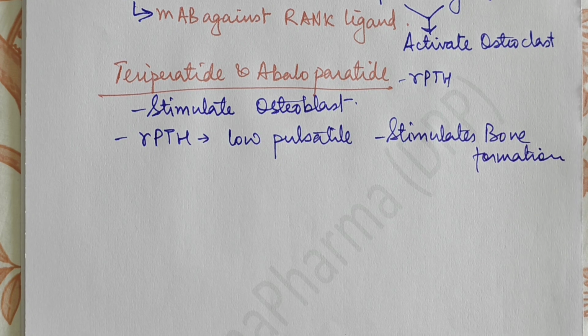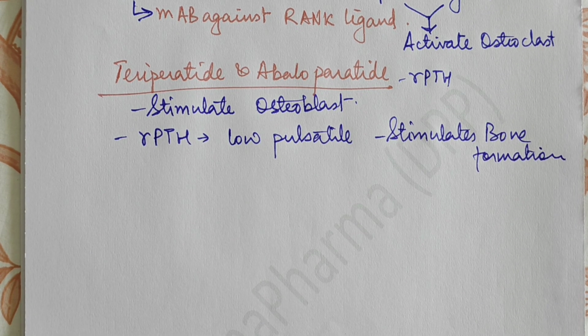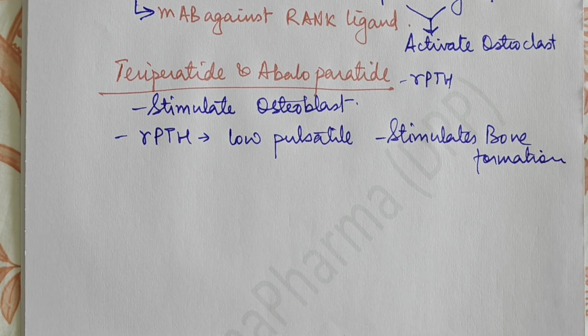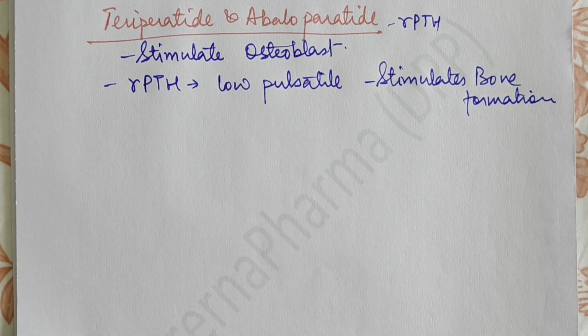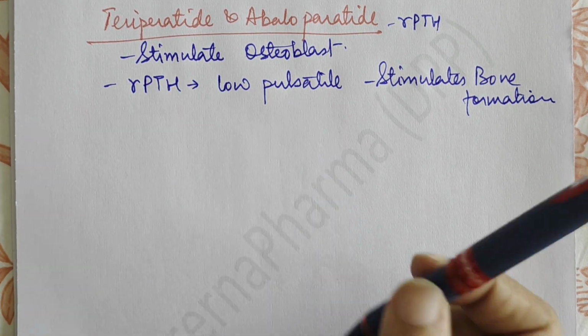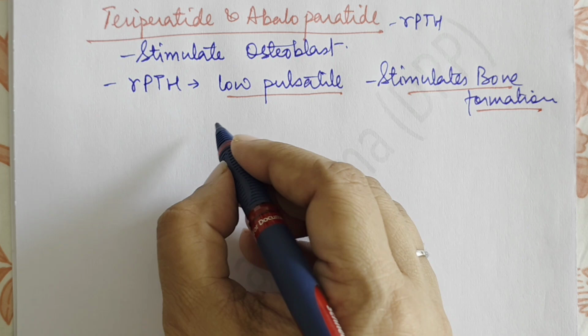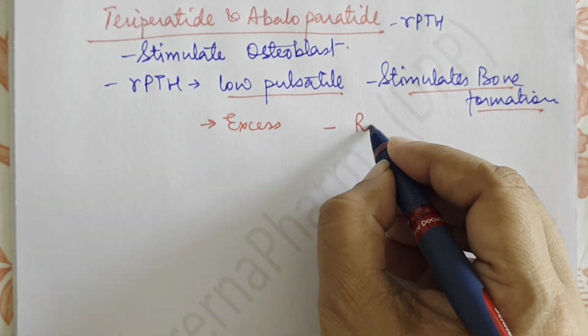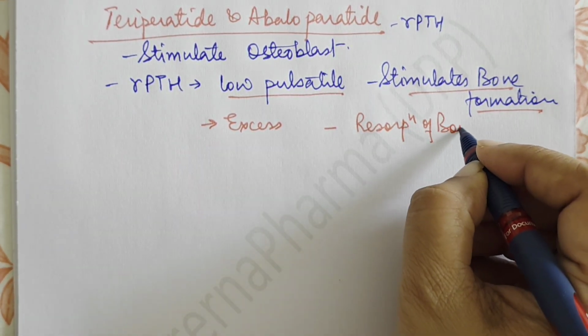It causes increased osteoclastic activity, but along with that it also causes osteoid formation, osteoid deposition, and causes bone formation. So the overall effect of parathormone is bone formation. So when we give teriparatide in low pulsatile doses, this is important. In low pulsatile doses it will stimulate bone formation. If you give an excess dose, then it will cause resorption of the bone. Okay, so it has to be given in low pulsatile format.